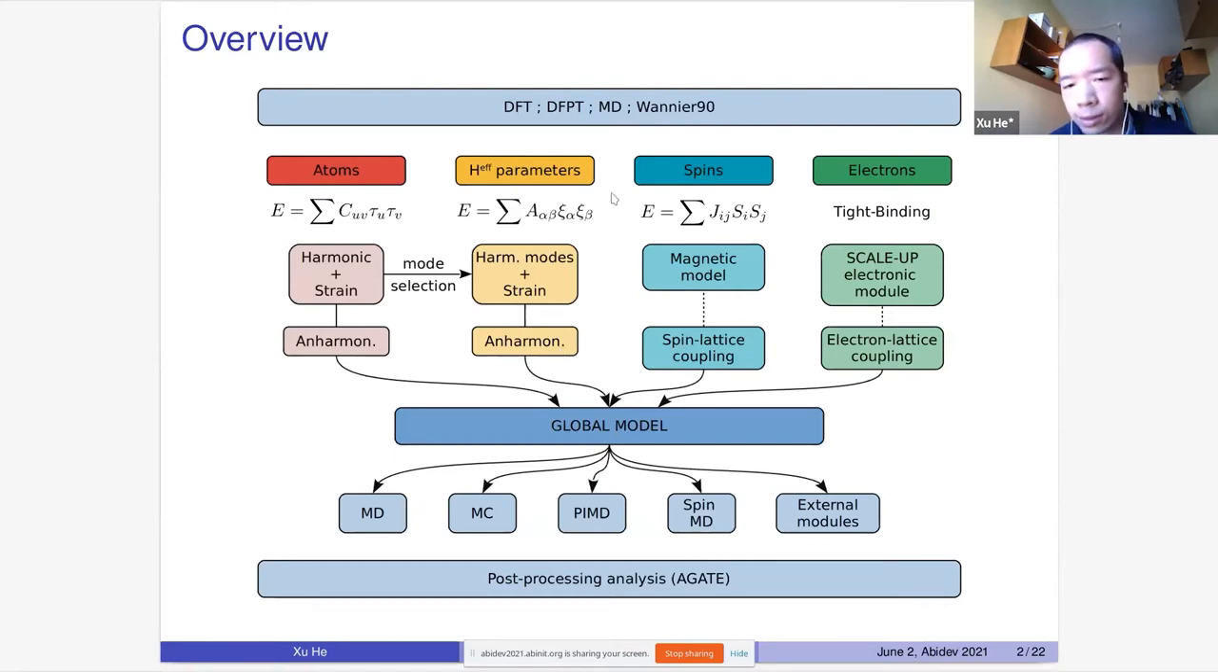We could also add other degrees of freedom like spin, which we can describe with the Heisenberg model. Electrons we could describe with the tight binding model. These models can be coupled with the lattice models, so we could combine all of them together into a global model, which can produce the forces or the derivatives with respect to the spins, or the updated electron models for some distorted structures. Then we could do molecular dynamics, Monte Carlo, PIMD, spin dynamics, or others. We could also send the data to some other external modules to do the calculations.